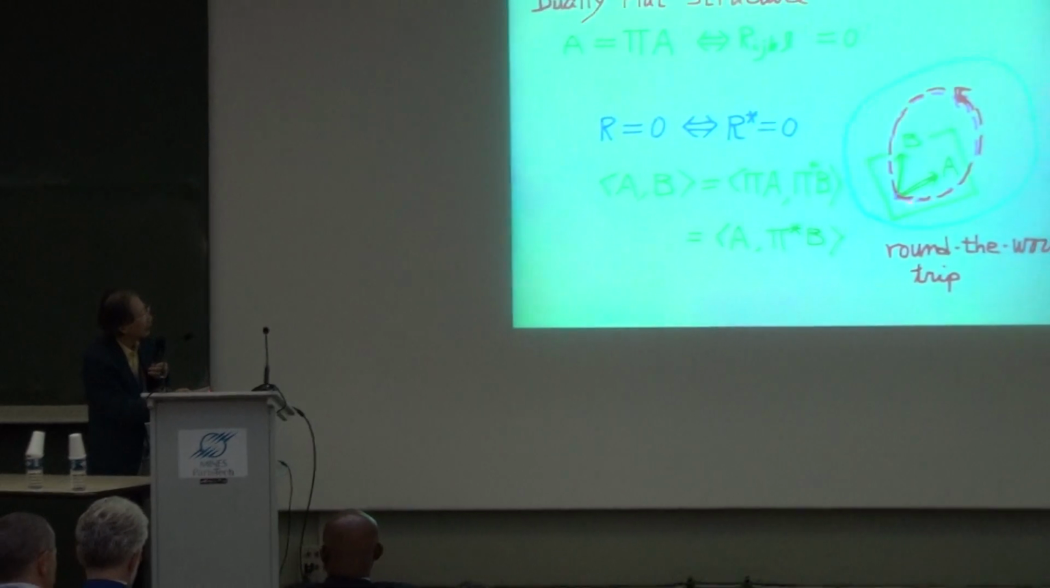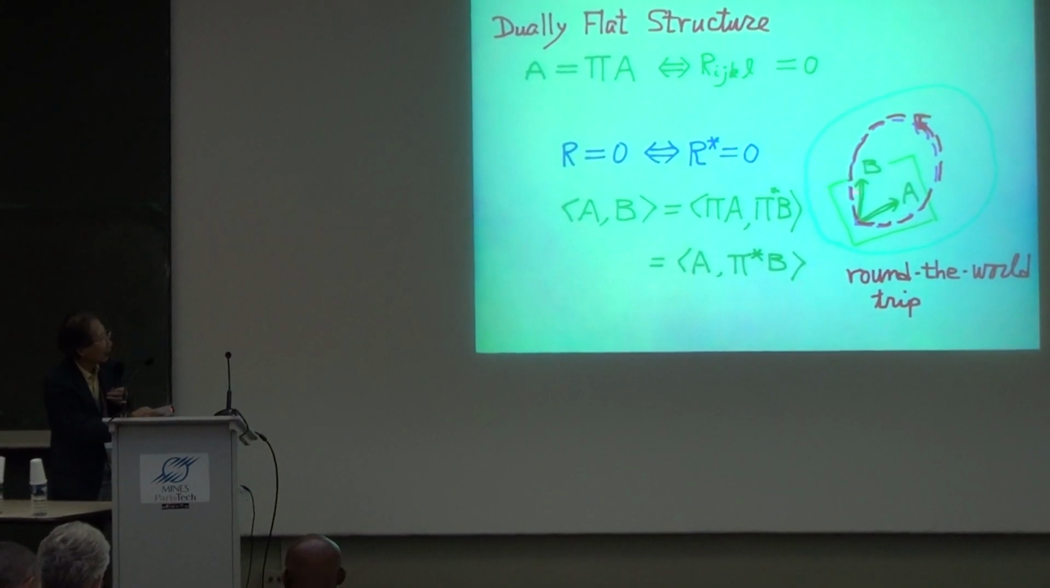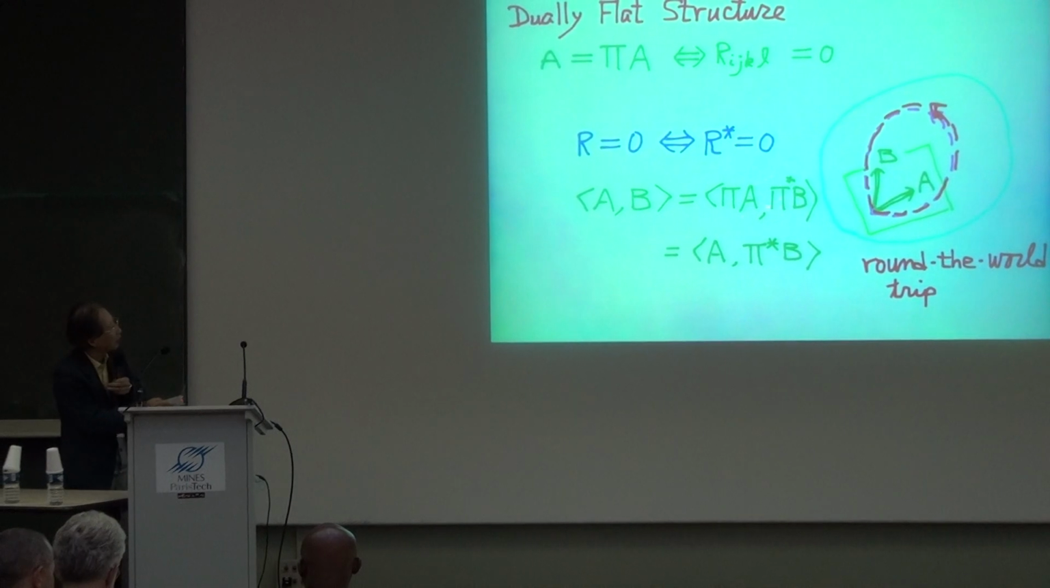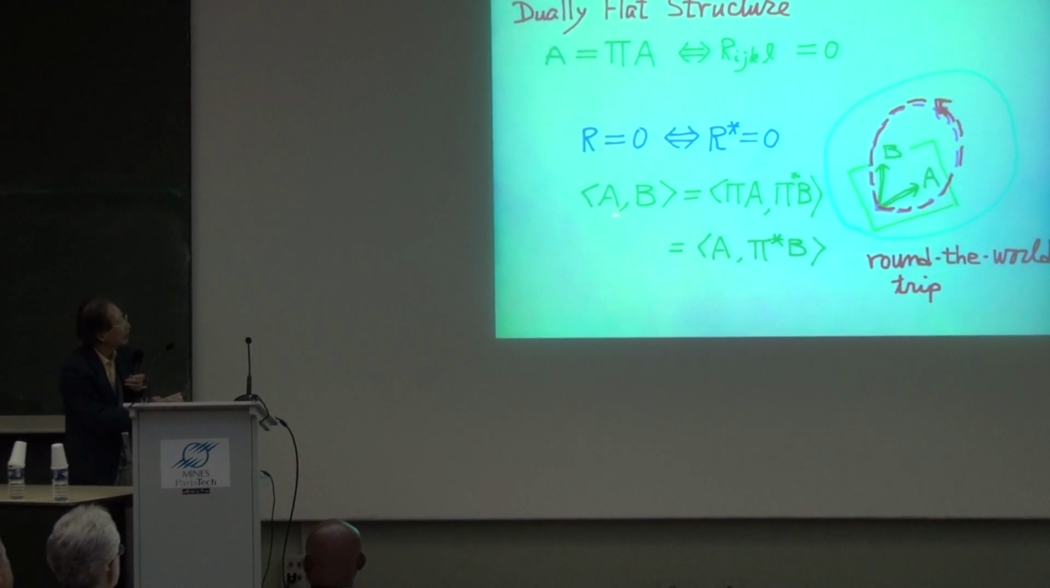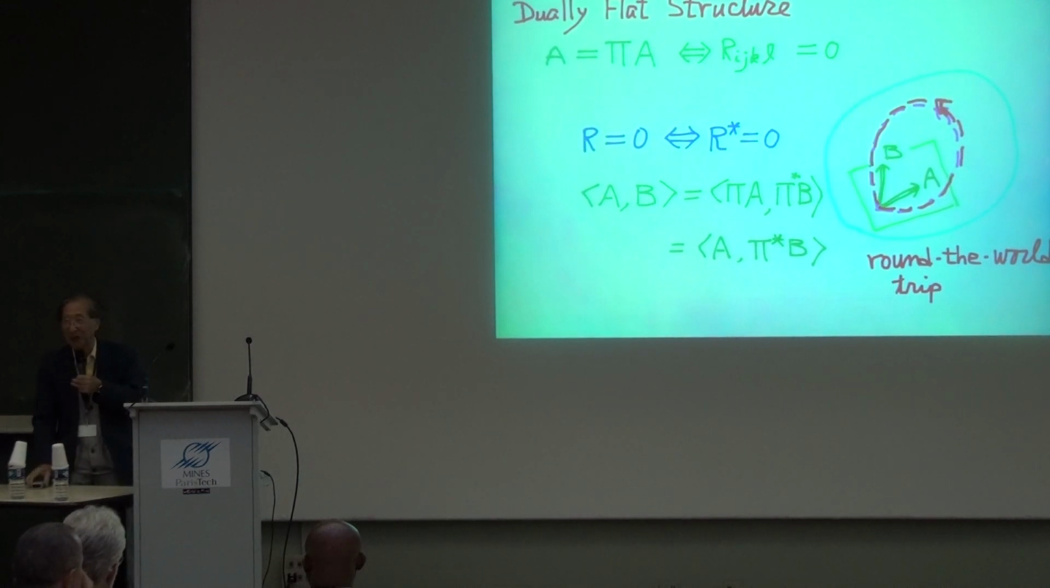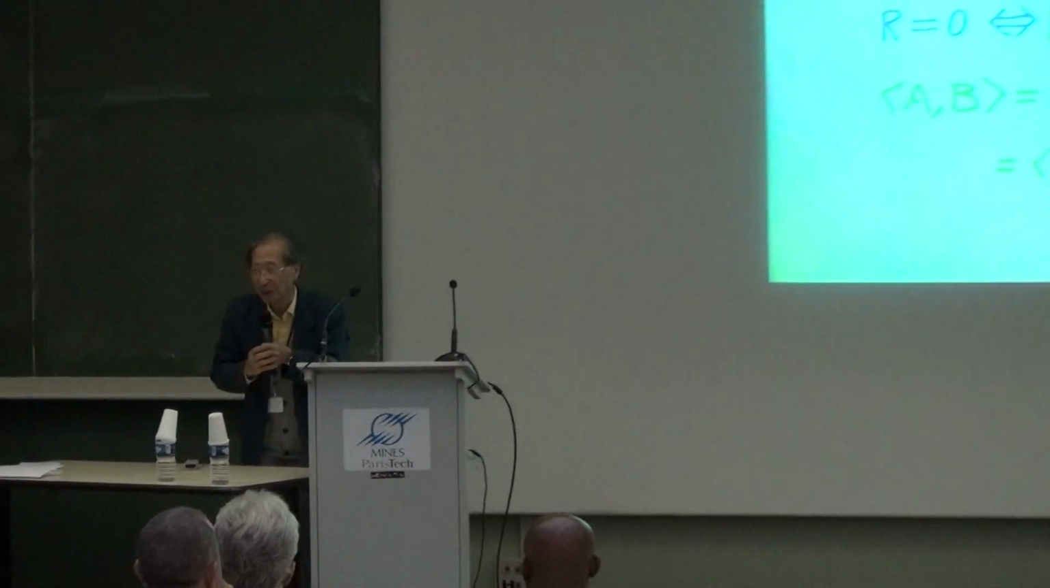This is simply proved because A and B at this point, we parallelly transport A around the world, and also this guy, also the same around the world. Okay? And if this is equal, and if R is 0, pi A is A. And pi A is A implies this and this are equal. That implies pi star B is B. Very simple proof. Okay? I like simple proofs.